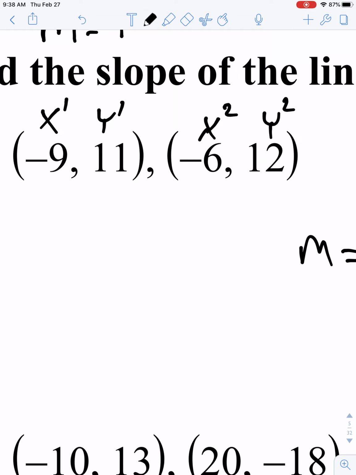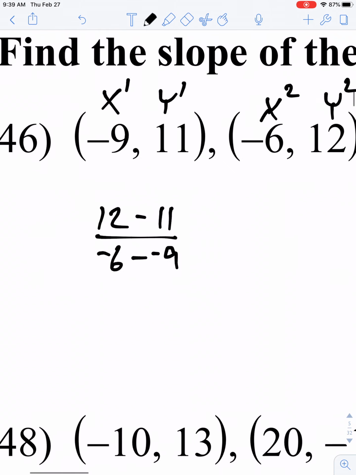And so the equation was y2, so 12, minus y1, which is 11, over negative 6, which is x2, minus negative 9. And again, if you're not sure how to add and subtract positive and negative numbers, you're always more than welcome to use the Desmos Scientific Calculator, but you should be able to do this on your own. And so this is what slope is equal to, and we use the letter m to represent slope.